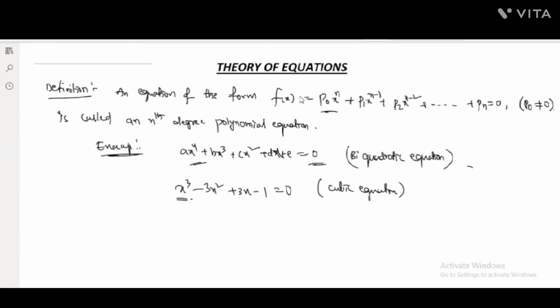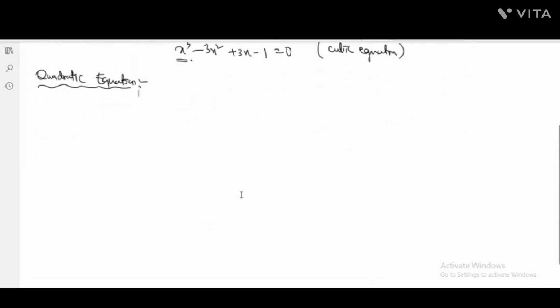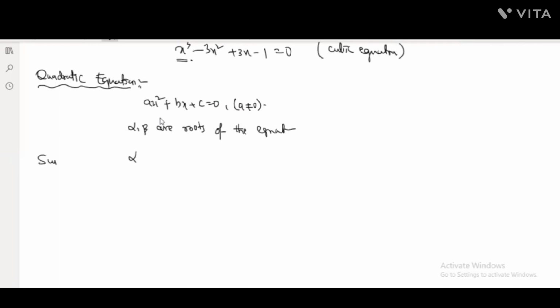In the theory of equations, we can see power 2, power 3, power 4, power 5 up to power 6 equations. Let's see first for a quadratic equation. How can we take the relation between the roots and the coefficients? You know the general form of a quadratic equation: ax square plus bx plus c is equal to 0, provided a not equal to 0. If I assume alpha, beta are the roots of this equation, we can take the sum of the roots, alpha plus beta, is equal to minus b by a, and the product of roots we can take c by a.